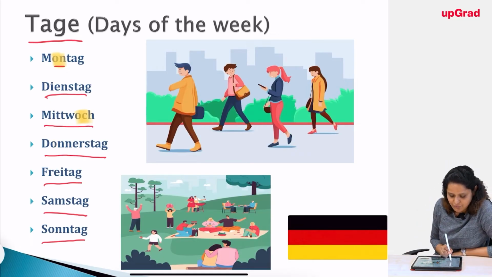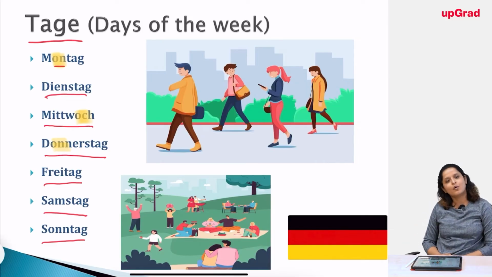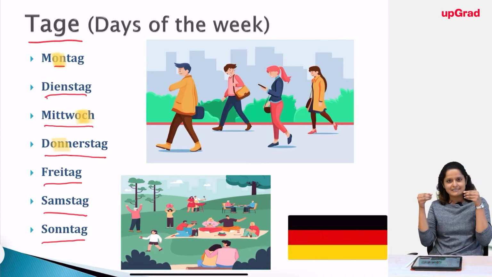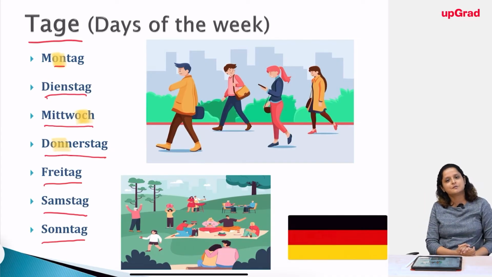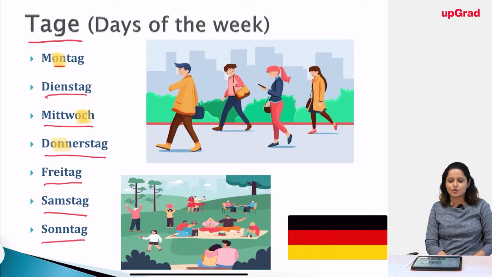Next, we move on to Donnerstag. Now here, we have O and double N. So the pronunciation is slightly stretched out. Okay, so the pronunciation is Donnerstag. If you compare it with Montag, which is O and single N, the pronunciation is Montag, but if you look at the pronunciation of Donnerstag, it is a little stretched. So that is Donnerstag.